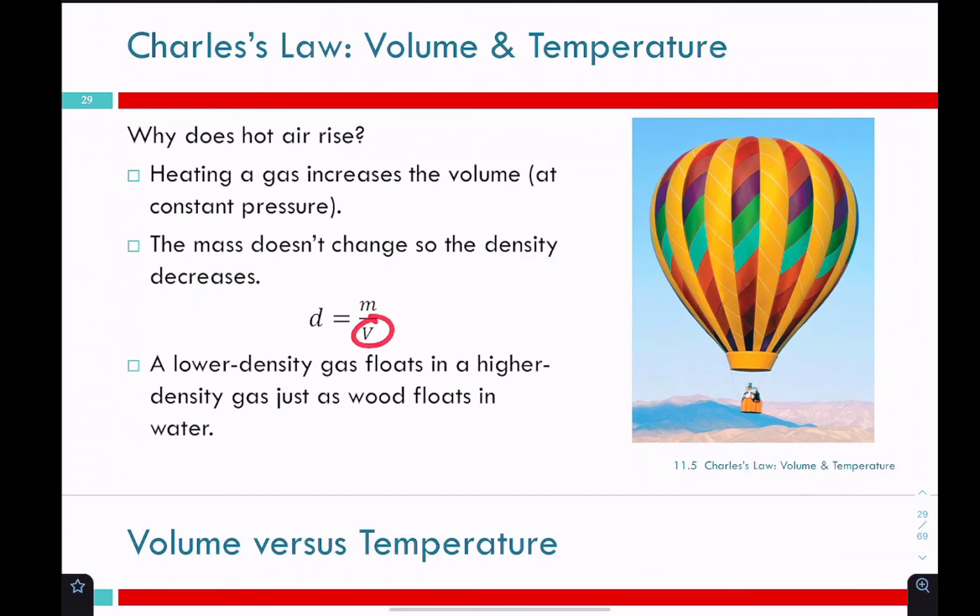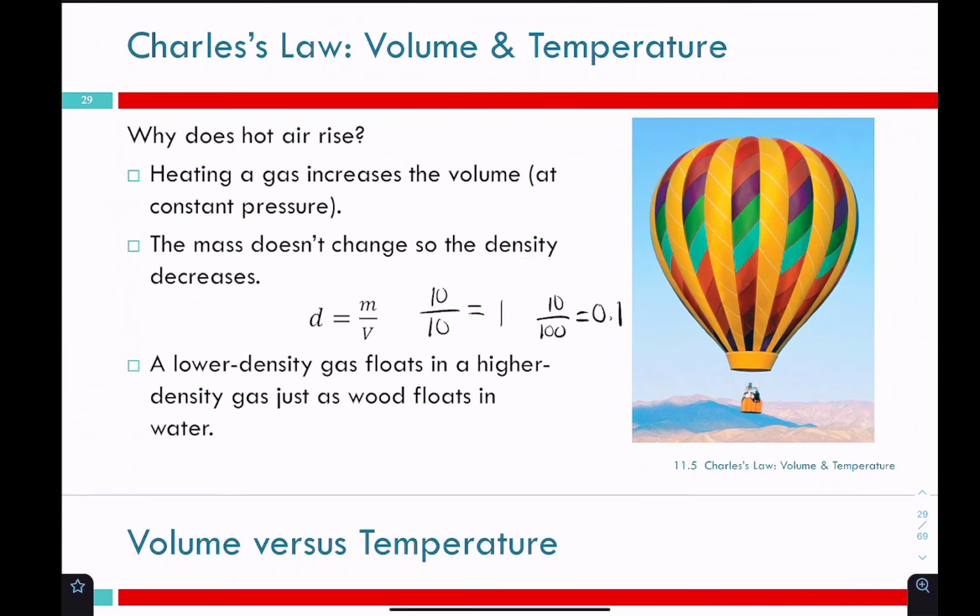So mass doesn't change, and if this V gets larger, the density decreases. This is one of those where you should take some numbers, plug them in here, and prove it to yourself. If our mass is 10 and we have a volume of 10, that equals 1. If our mass is 10 and our volume is 100, that's 0.1.